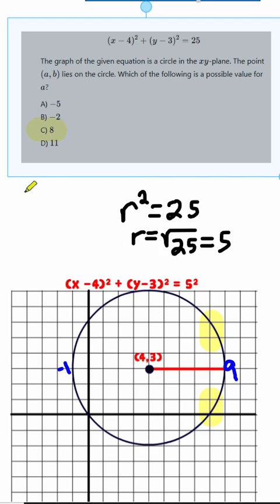If you tried -5, you would be way over in this area. -2 is also a little too far off the circle in the negative direction, and 11 would be too far.